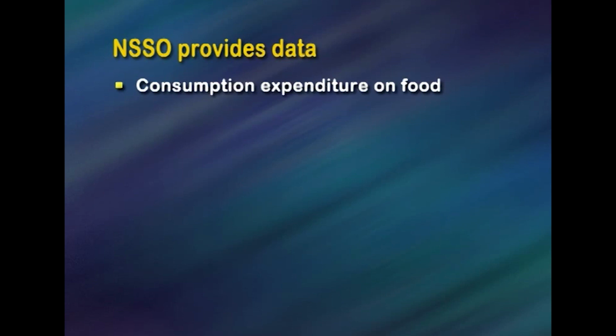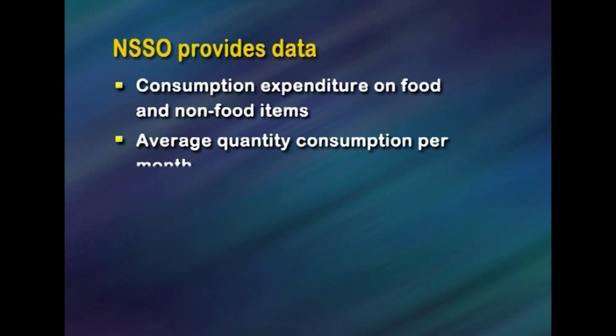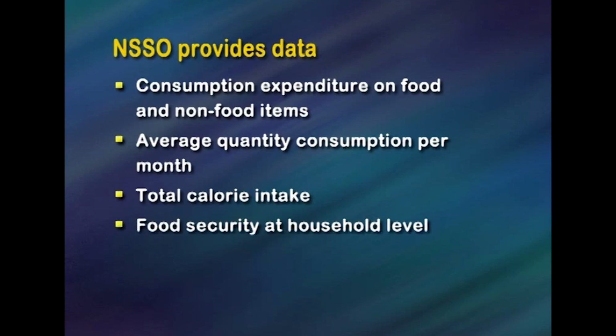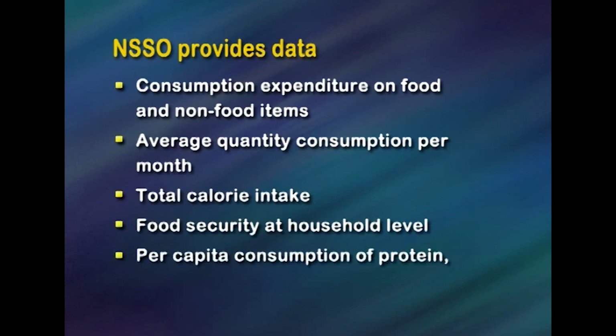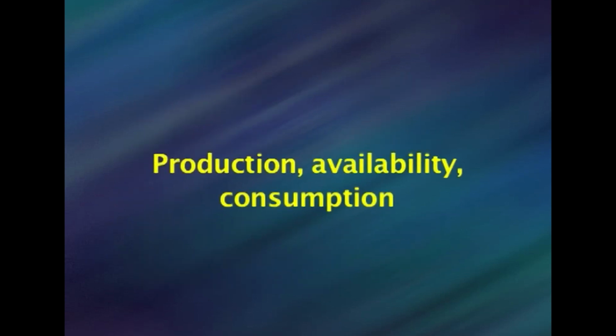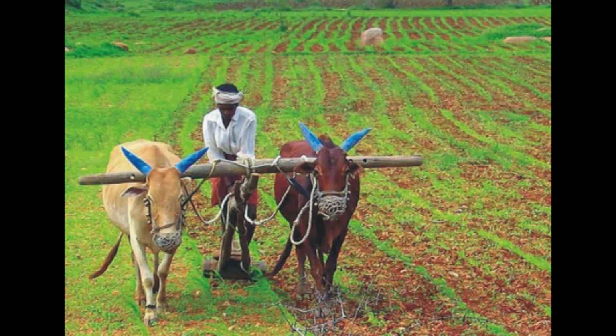There is an office called NSSO, which provides data on consumption expenditure on food and non-food items, average quantity consumption per month, total calorie intake, food security at household level, and per capita consumption of protein, calorie and fat per day. Production, availability, consumption. Over 60% of the Indian population continue to depend on agriculture and allied activities for their livelihood.